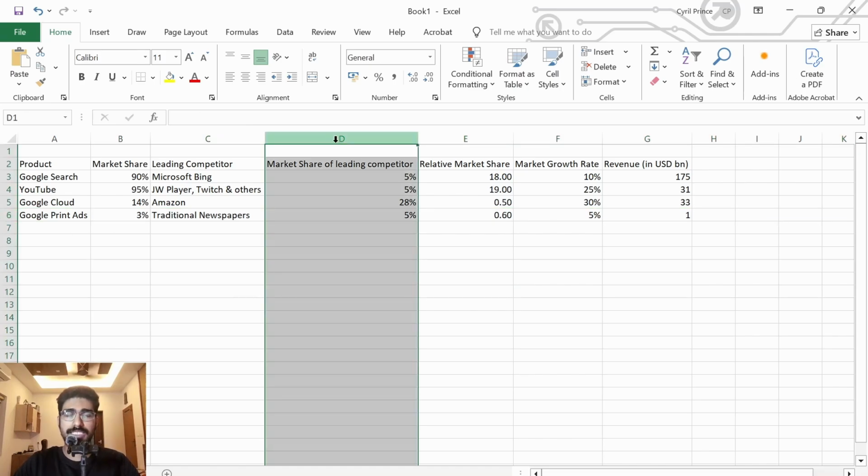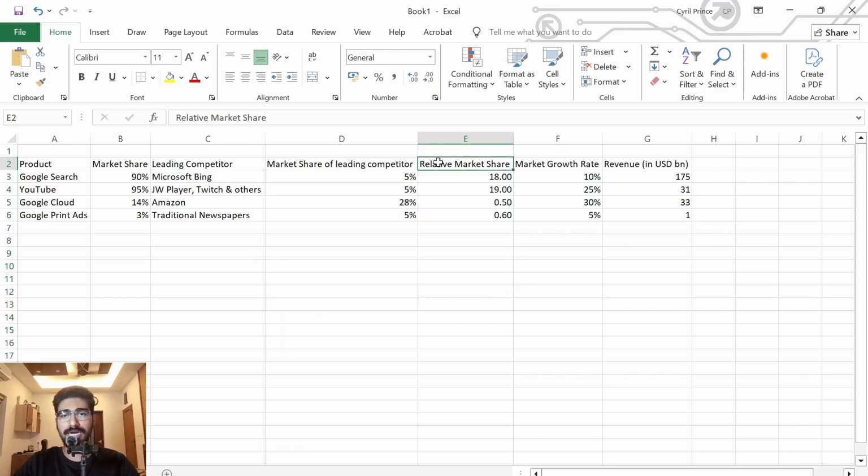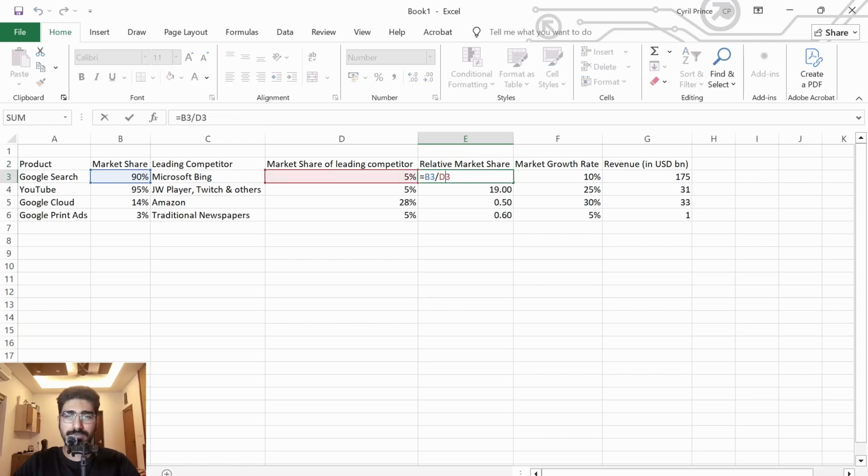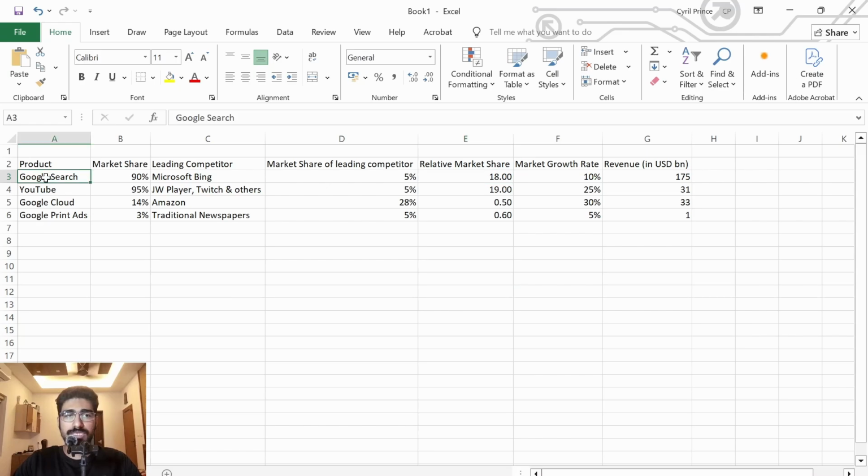Once we have the market share of the leading competitor, we can calculate the relative market share, which is one of the axes for the BCG growth share matrix. How we calculate the relative market share is quite simple. We just divide the market share of the company that we're interested in by the market share of the leading competitor. For instance, in this case, we take the market share of Google Search and divide it by the market share of Microsoft Bing, which will be B3 divided by D3, which equals 18. So the relative market share for Google Search is 18.